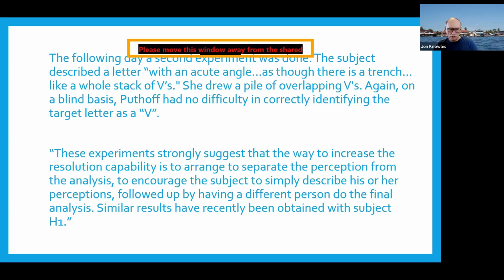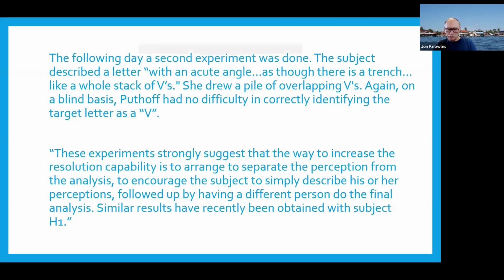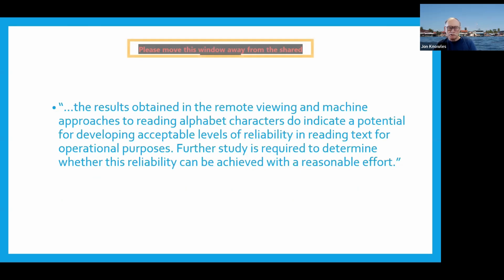These experiments strongly suggest that the way to increase the resolution capability is to arrange to separate the perception from the analysis, to encourage the subject to simply describe his or her perceptions, followed up by having a different person do the final analysis. Again, the results obtained in the remote viewing and machine approaches to reading alphabet characters do indicate a potential for developing acceptable levels of reliability in reading text for operational purposes. Further study is required to determine whether this reliability can be achieved with a reasonable effort.